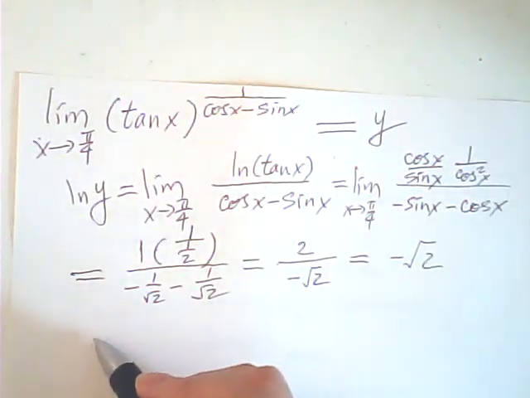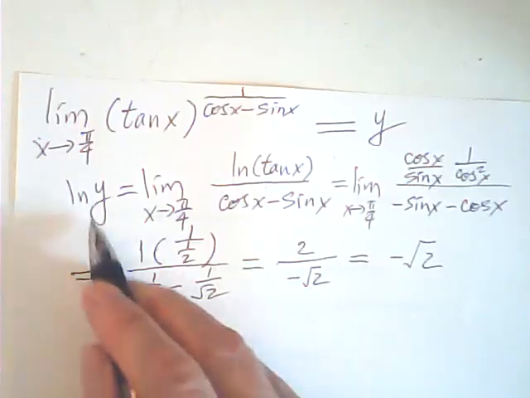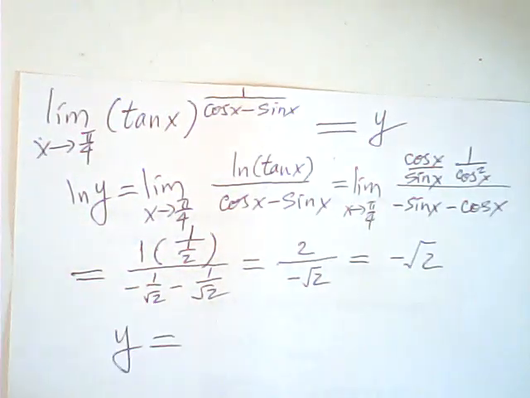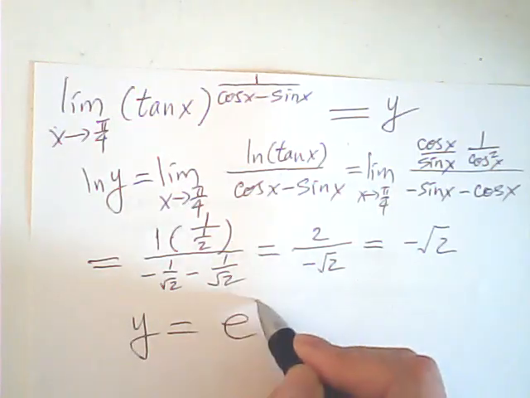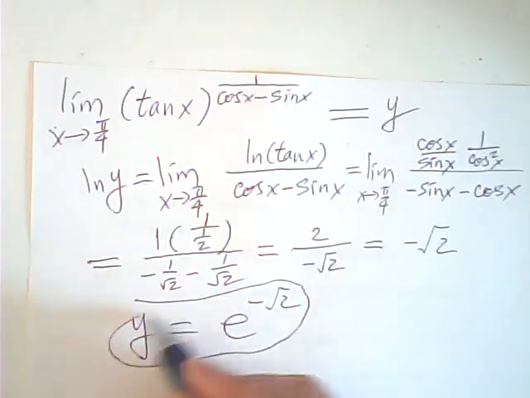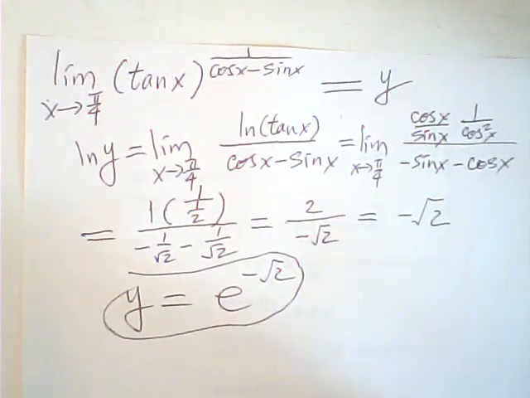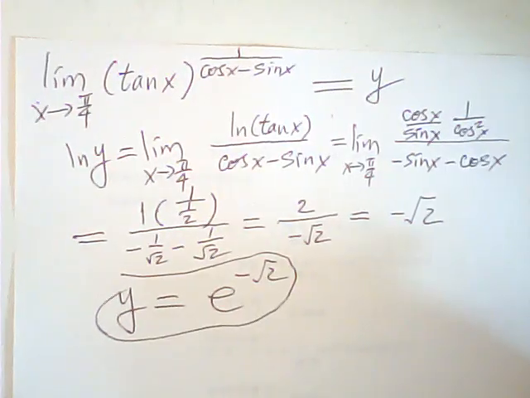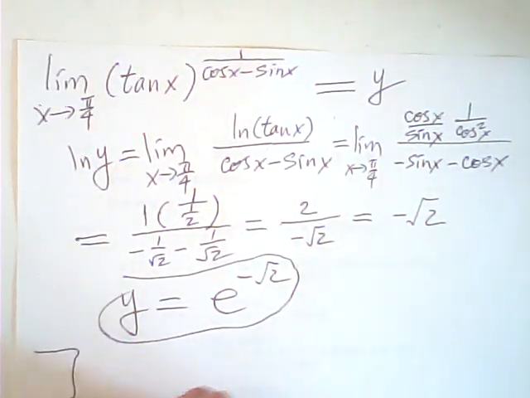So my y, which is the limit, right? The y is equal to e to the negative root 2. So this is my limit by method 1. Okay, method 2.